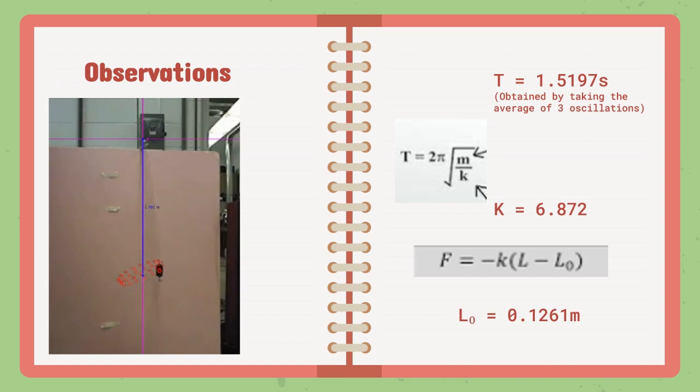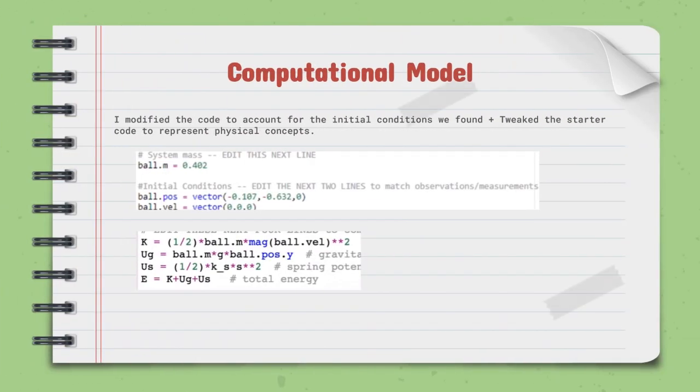Observing the video in Tracker, I got 3 oscillations, and I took the average of that to obtain this for the time. And then using this formula, I found the spring constant, which I then used with the formula for spring stiffness to find the initial length. These are the initial conditions that I was able to plug into GlowScript to begin using my computational model. And here is where I plugged these quantities in.